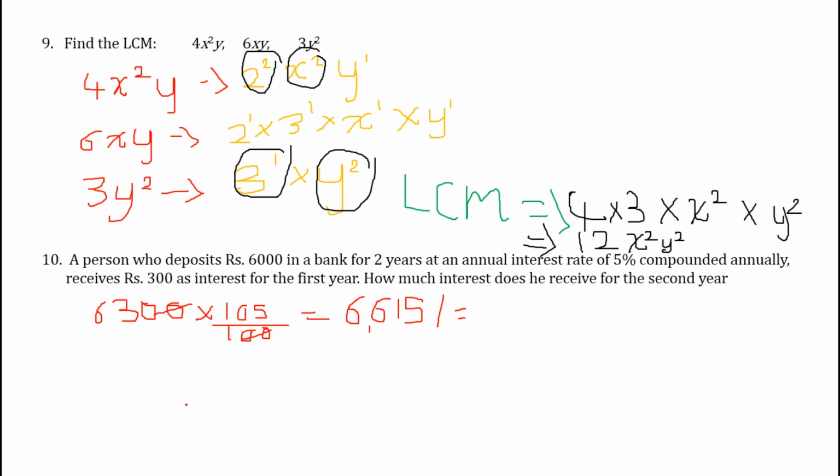So to find only the interest that he receives in the second year, you should subtract 6,300 from 6,615. The interest that he receives for the second year will be 315 rupees. So I hope you understood it. With that, let's move on to the next set of questions.